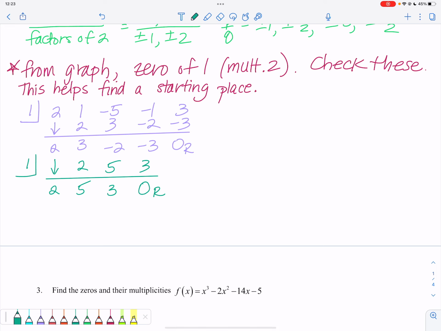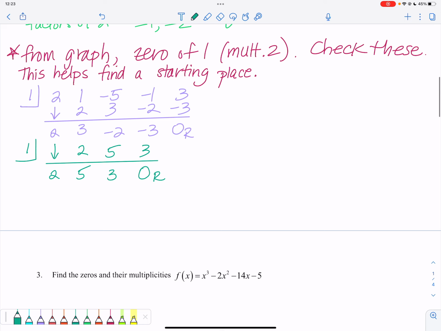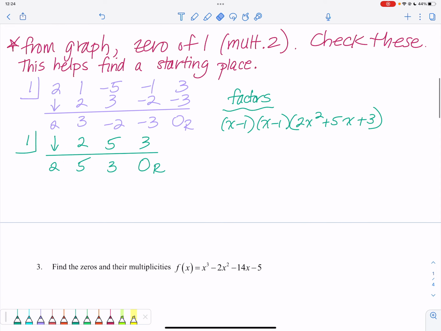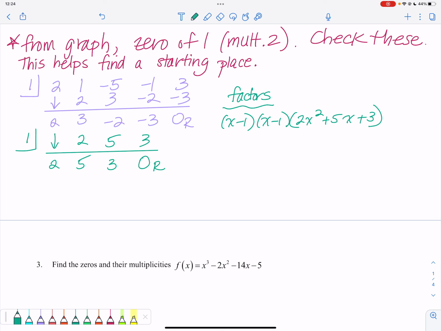Zero is the remainder, okay? So what do we have right now? What we have right now are our factors. And we have x minus 1 multiplied by x minus 1 multiplied by, what is that? A 2x squared plus 5x plus 3. So now we have a quadratic.